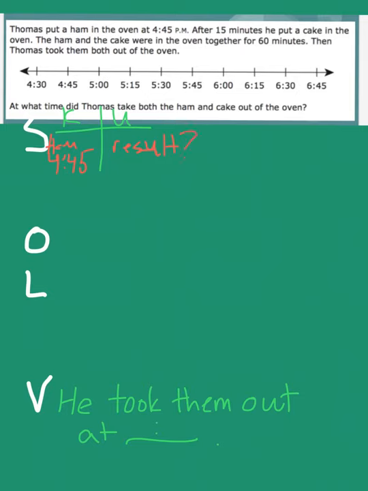We know there's a ham that went in at 4:45, and we know there's a cake that went in 15 minutes later. And we know they were in there for 60 minutes. Okay, so I have to organize some of this information here. So I'm going to come off to the side. I've got a ham that went in at 4:45. I've got a cake. I'm going to use my number line here. 4:45 ham. Now it says 15 minutes later the cake went in.